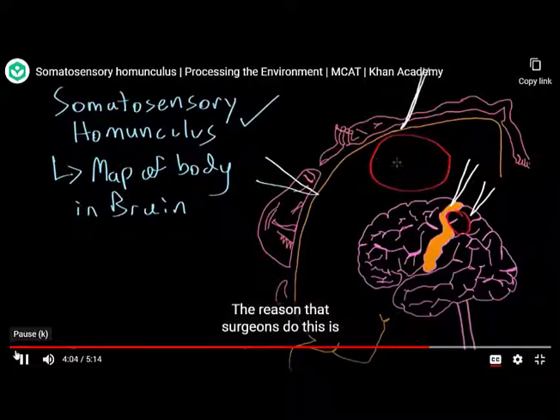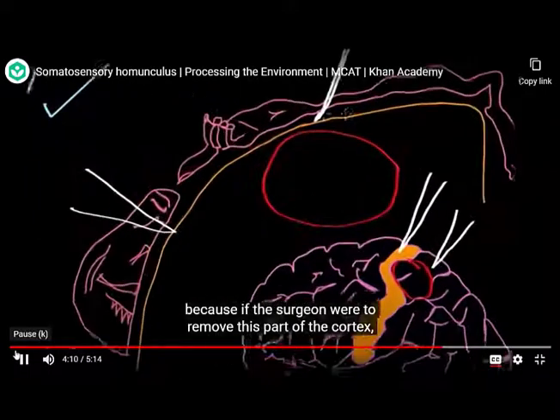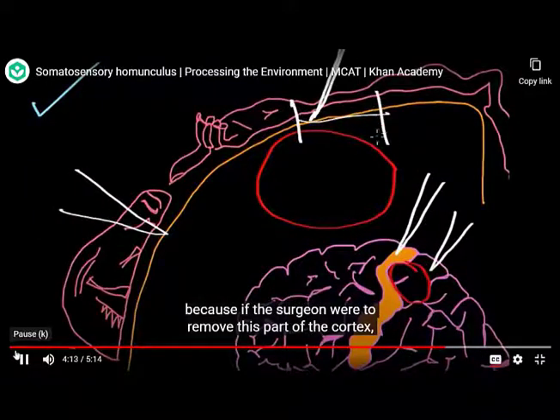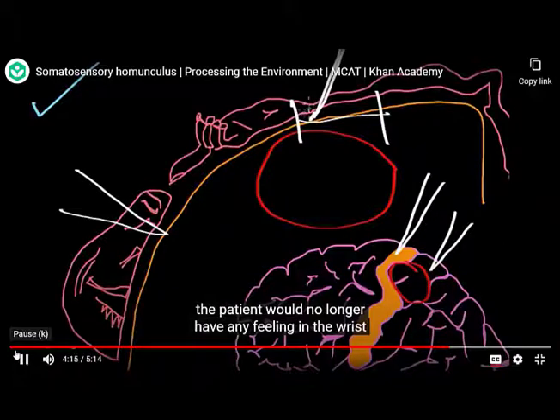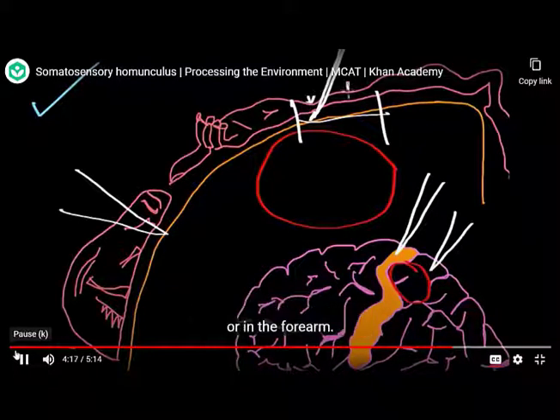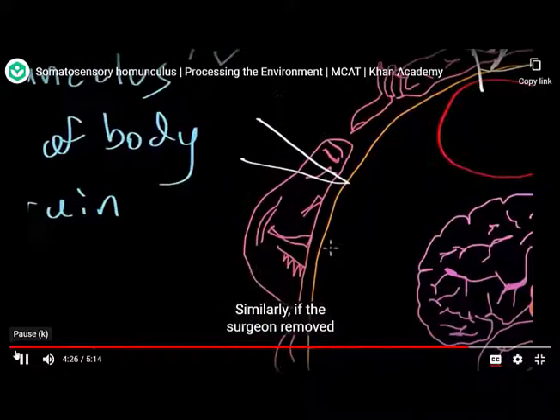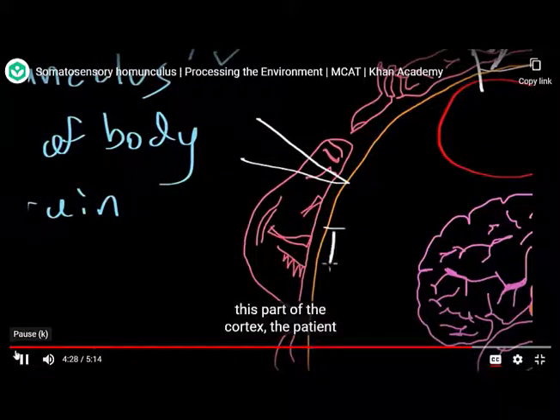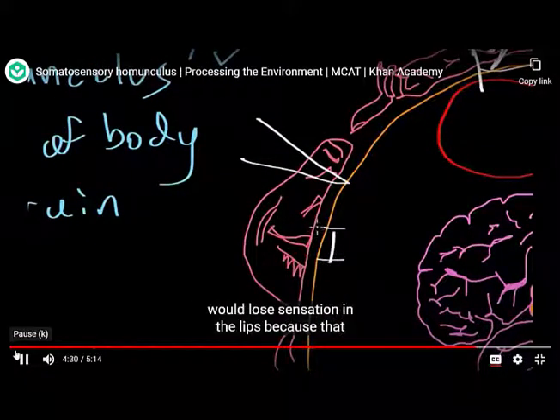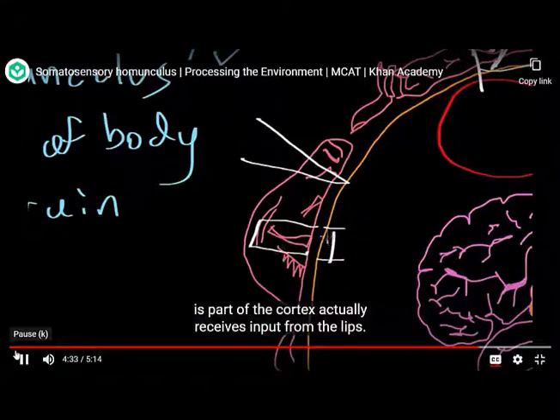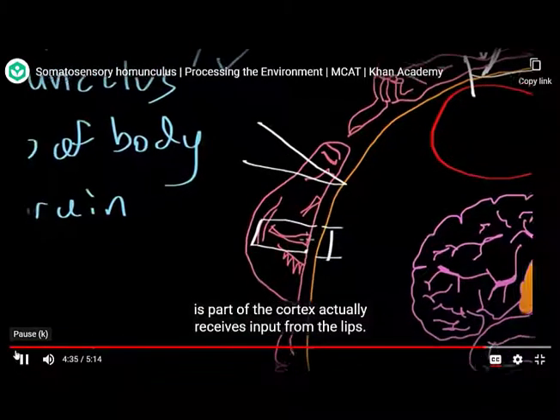The reason that surgeons do this is to make sure that they aren't removing parts of the cortex that are involved in sensation, because if the surgeon were to remove this part of the cortex, the patient would no longer have any feeling in the wrist or in the forearm. So they need to make sure that the part of the cortex that they're removing is not involved in sensation. Otherwise, the patient would actually lose sensation. Similarly, if the surgeon removed this part of the cortex, the patient would lose sensation in the lips, because this part of the cortex actually receives input from the lips.